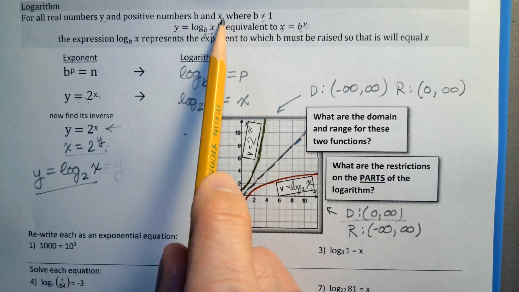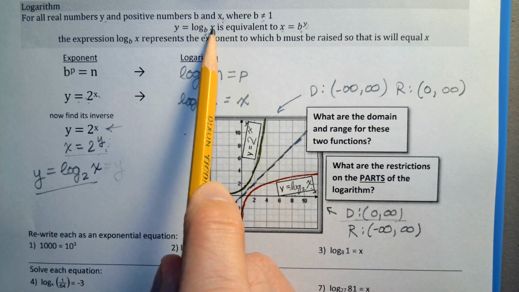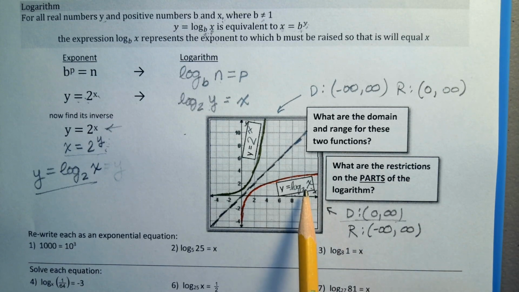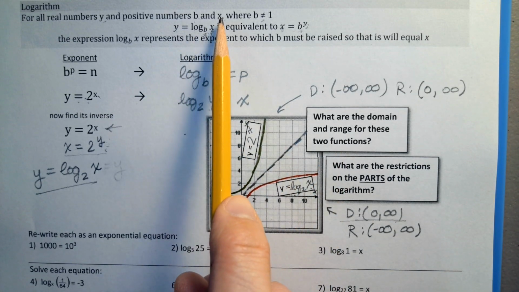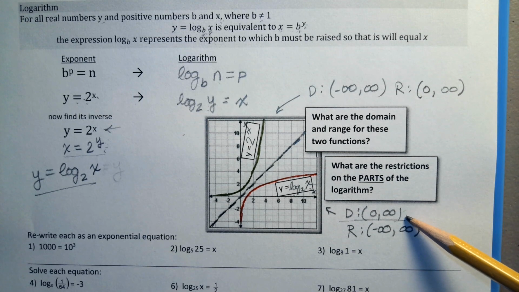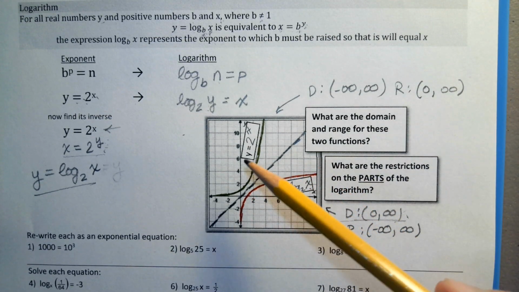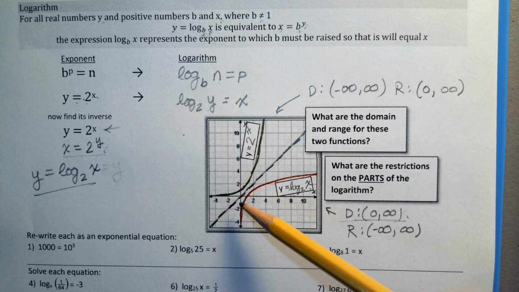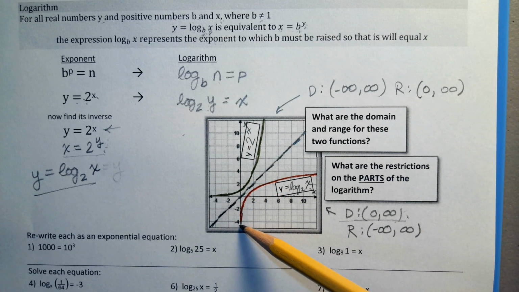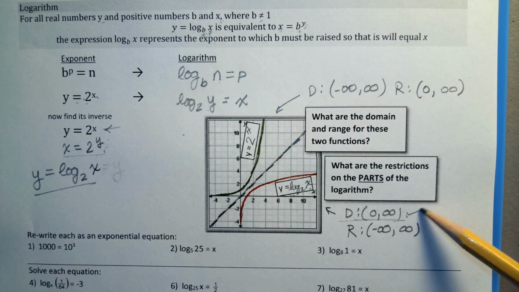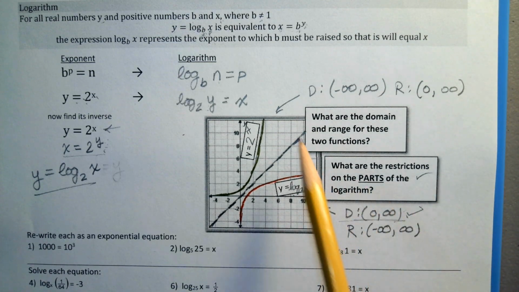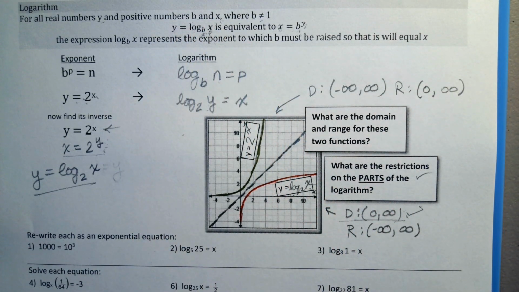Positive numbers b and x. That x has got to be positive. So does the b. I mean, here we have a 2. We don't have the general b. We have number 2 as our base. But x, again, has to be positive, and we see that here. It's got to be positive. Can't be 0, can't be negative. And we see that because we have a vertical asymptote here. This graph will get closer and closer to the y-axis, but never touch it. So that's why it agrees with the restrictions that we had up there.